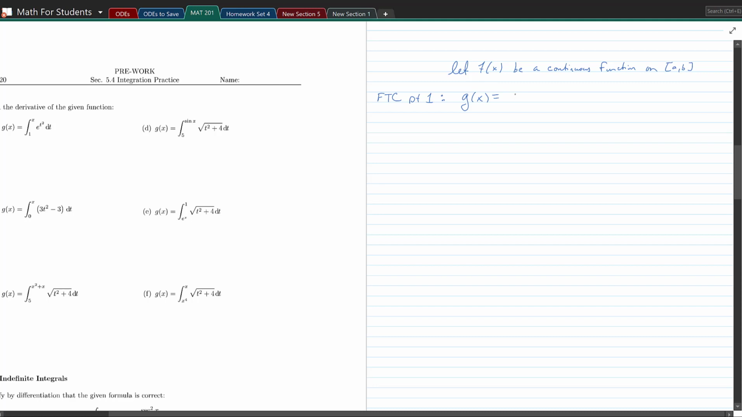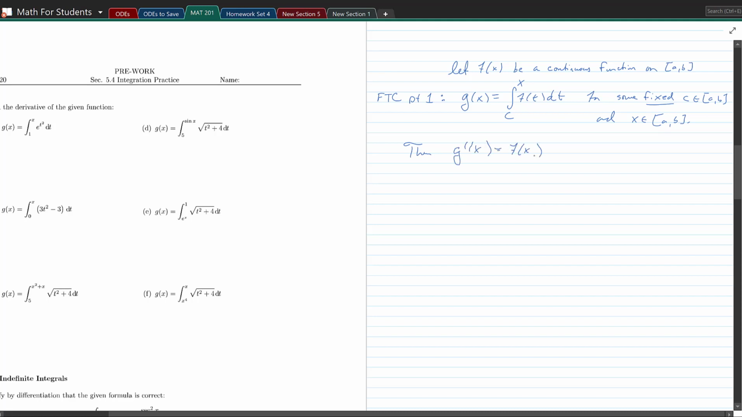So if we have the function g of x is equal to the integral from c to x of f of t dt, for some fixed c. This is important. It needs to be fixed. Some fixed c in [a, b] and some x in [a, b]. Then the fundamental theorem of calculus says that g prime of x is just f of x.